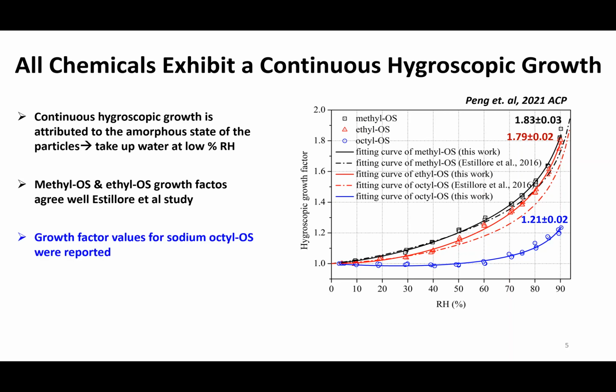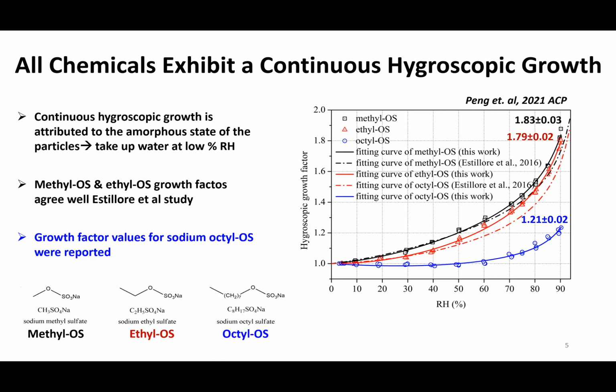To our knowledge, no previous study has explored the hygroscopicity of octyl OS. Here, we report the growth factor at varying percent RH. Looking at the hygroscopic growth factor at 90% relative humidity, we see that methyl OS has the highest growth factor with 1.83, followed by ethyl OS with 1.79, and then octyl OS with 1.21, indicating once again that water affinity increases with decreasing hydrocarbon chain.